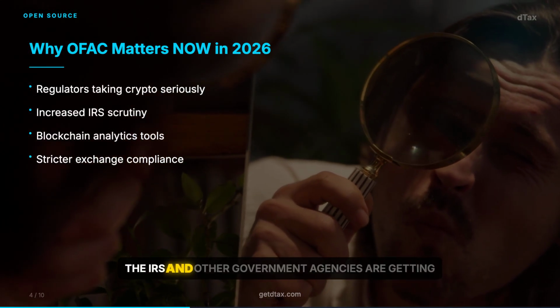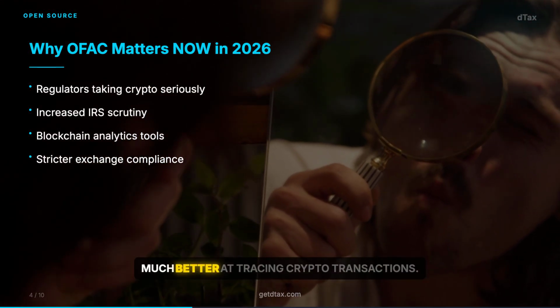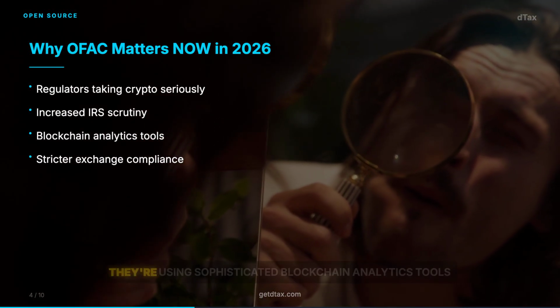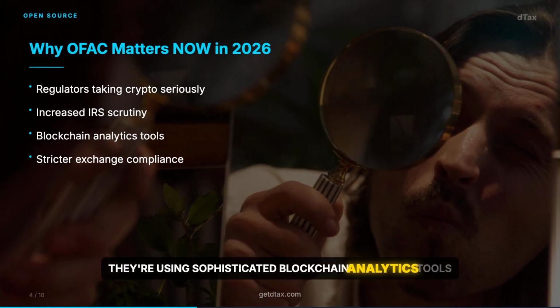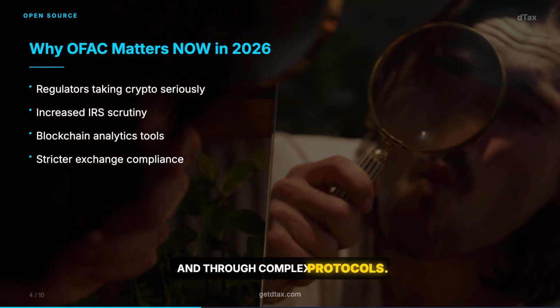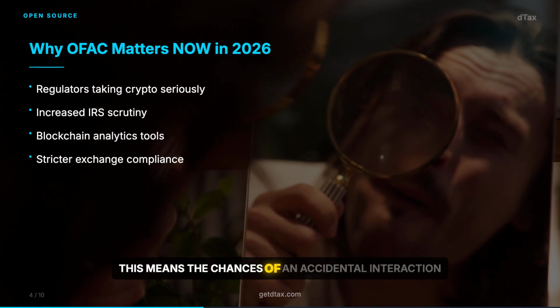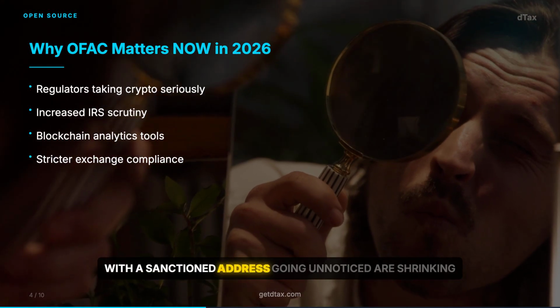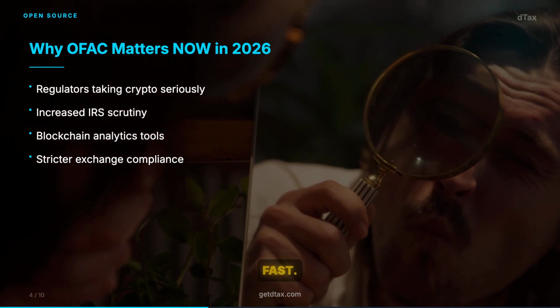The IRS and other government agencies are getting much better at tracing crypto transactions. They're using sophisticated blockchain analytics tools that can track funds across multiple chains and through complex protocols. This means the chances of an accidental interaction with a sanctioned address going unnoticed are shrinking fast.